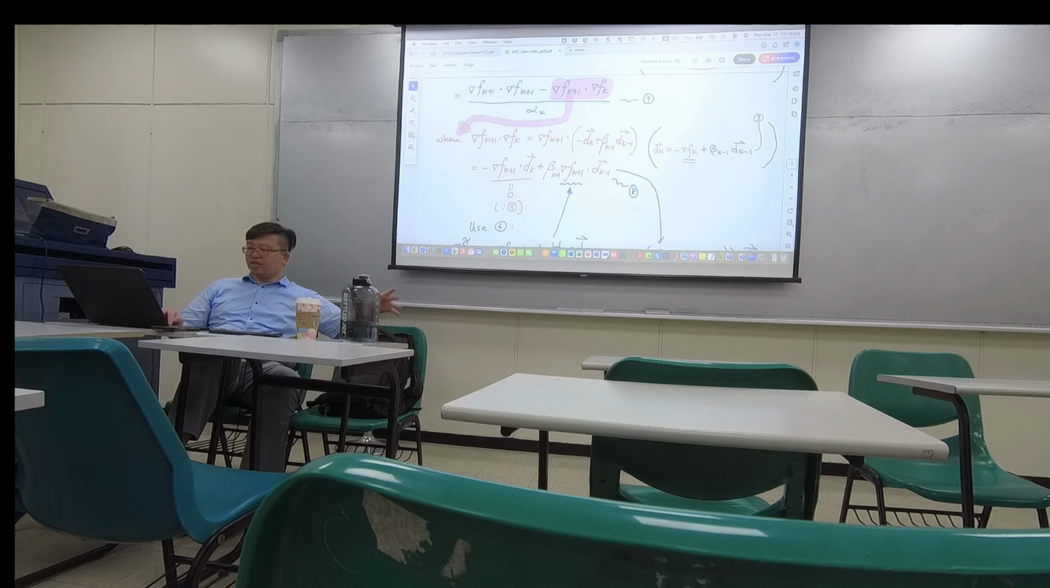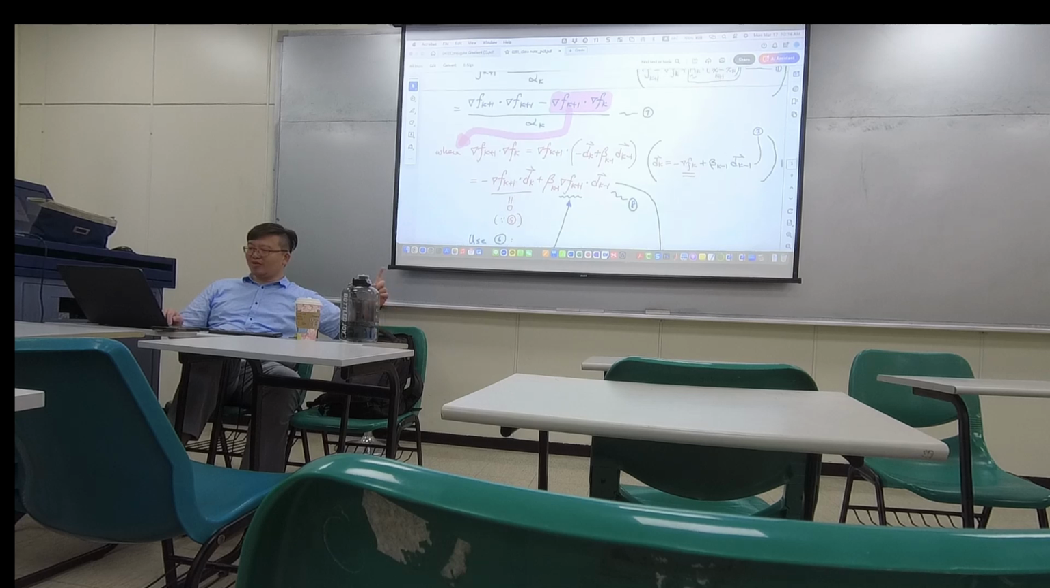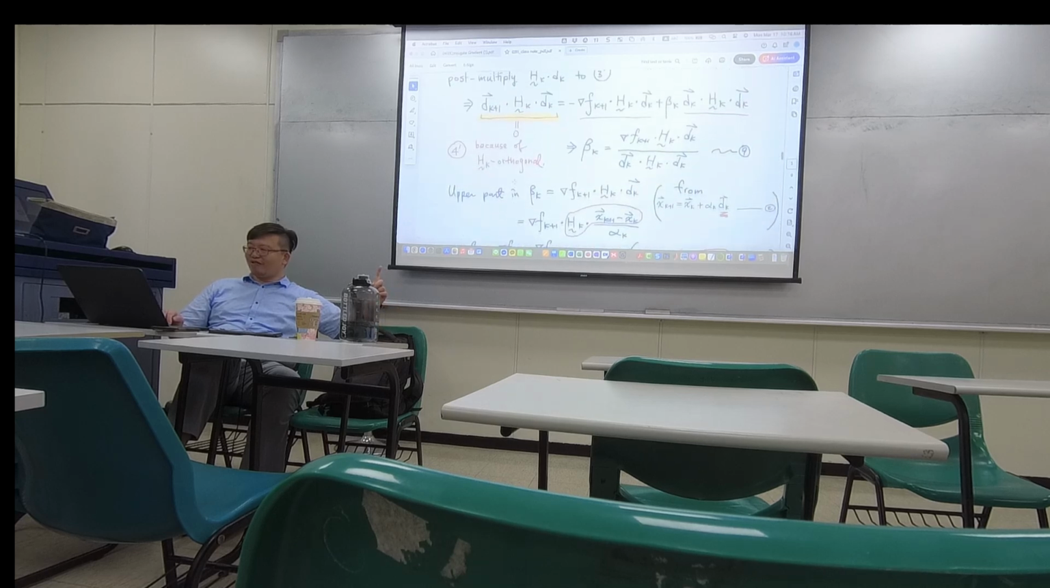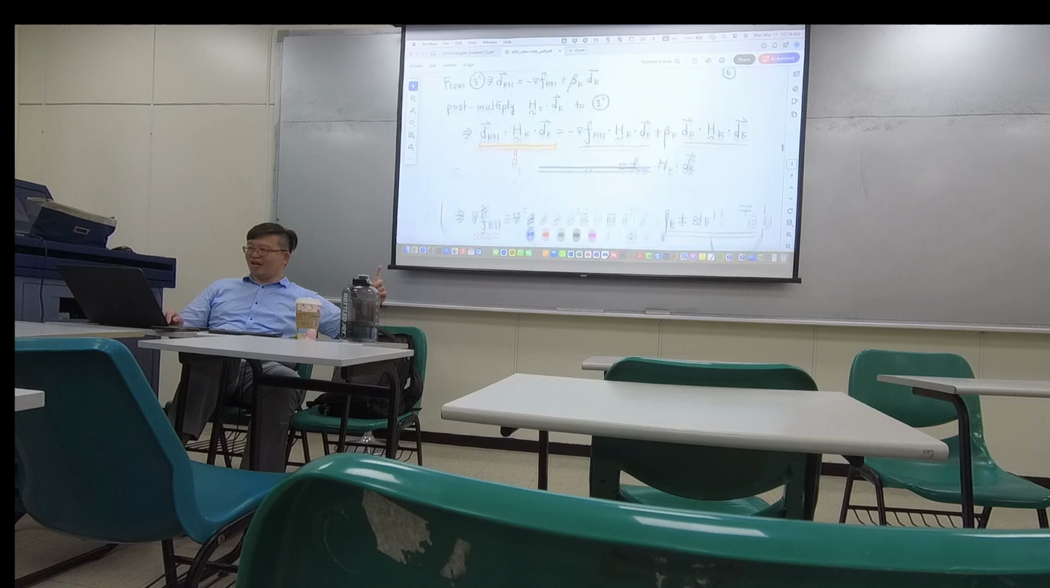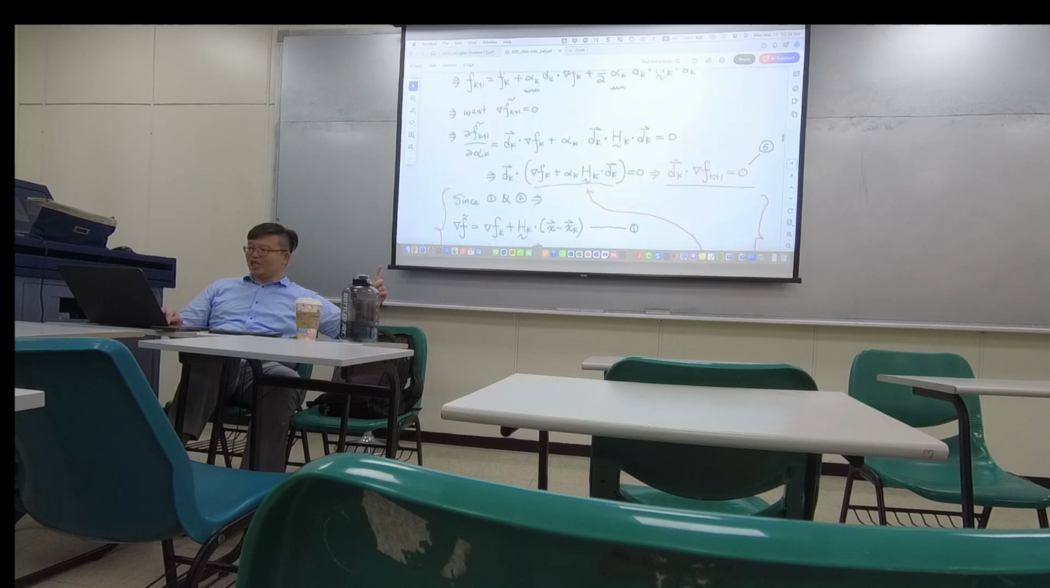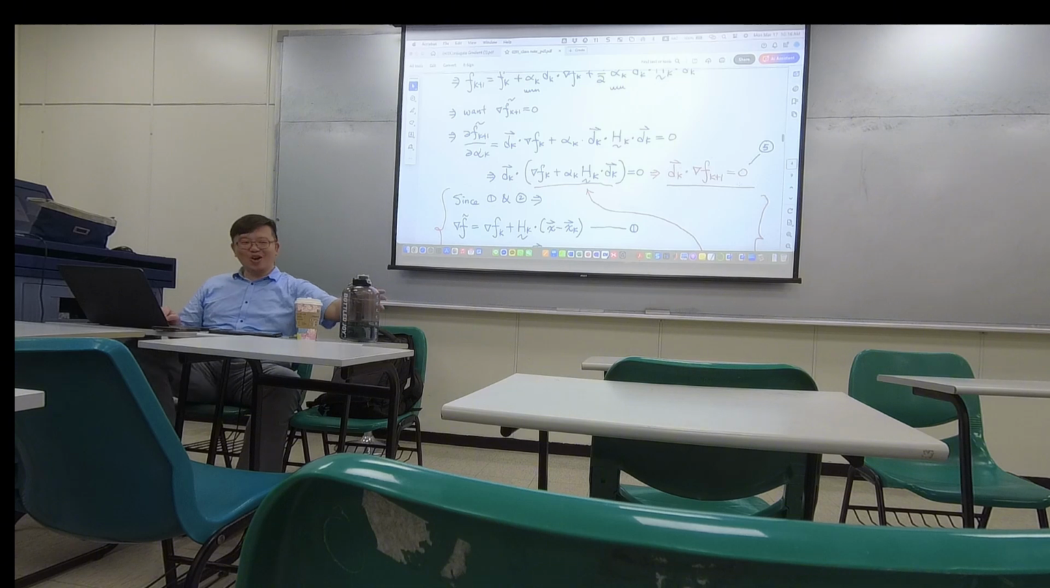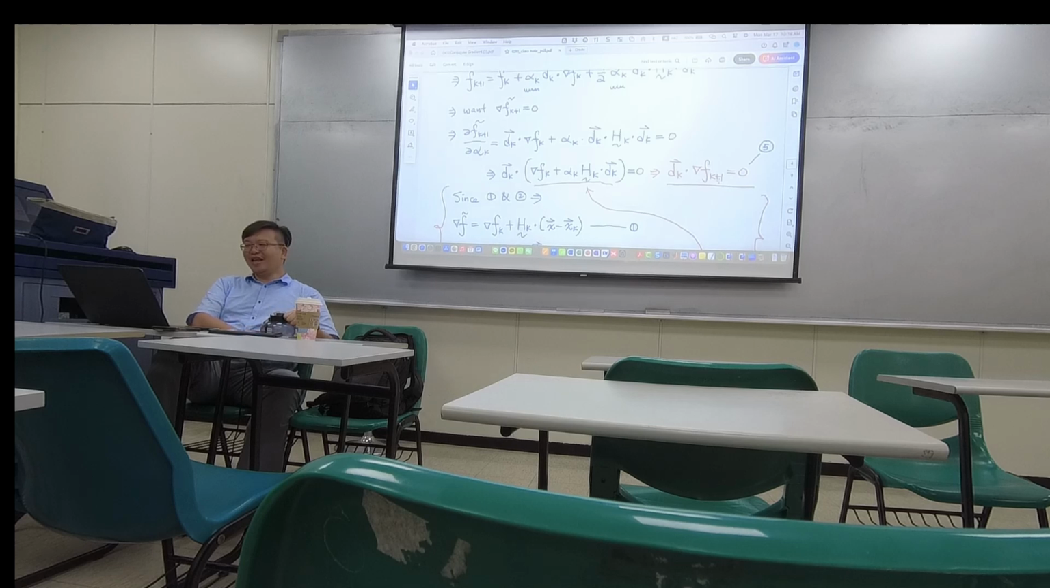Here, because of equation 5, this is 0. So let's go back to equation 5. It's right here. So now we know why this is important, because we are going to make some of the terms in the later derivation 0, right?